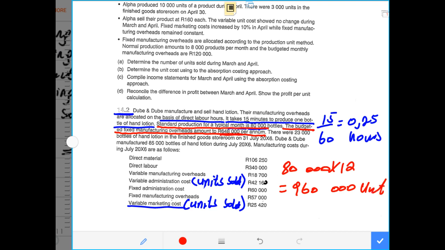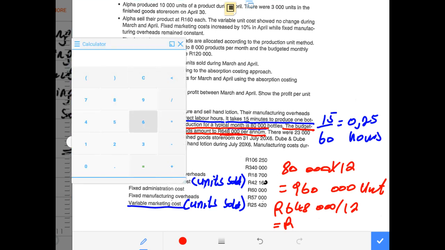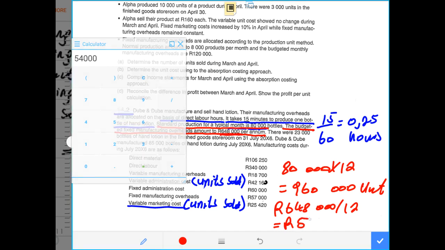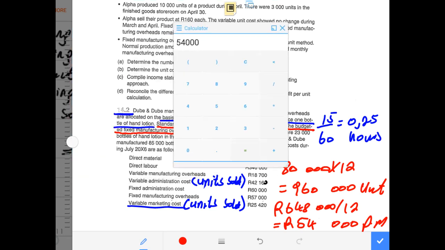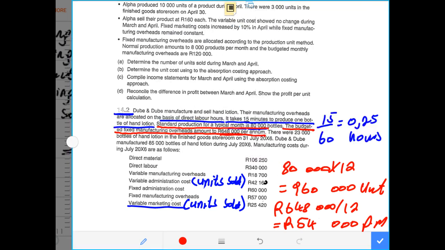Or else we can convert our total fixed manufacturing overheads, 648,000, and divide this by 12. Any method that you use will still be acceptable. If we divide 648,000 by 12, it will give us 54,000 rands per month. Either way it's acceptable, but I want to convert both of them so that we are able to calculate our predetermined overhead rate.